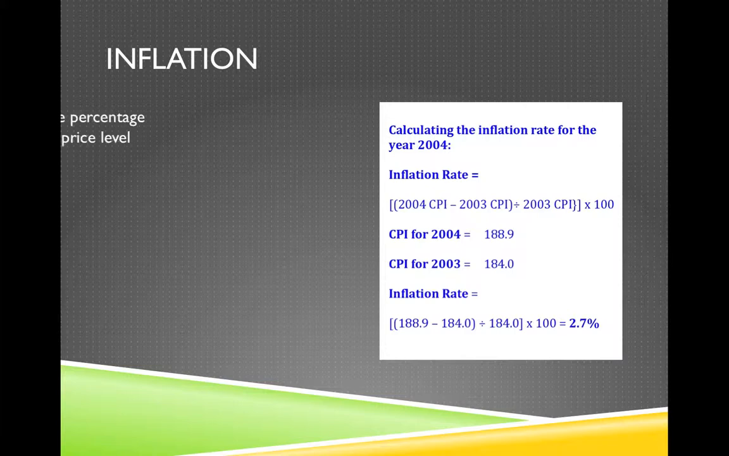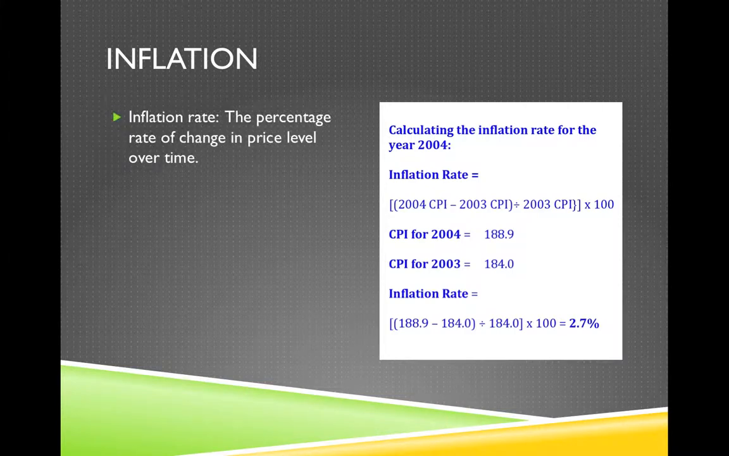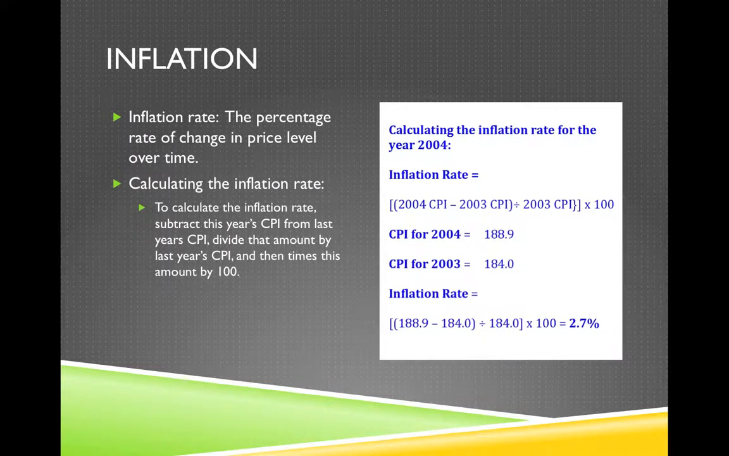Inflation. Inflation rate is the percentage rate of change in price level over time. Calculating the inflation rate is done as follows. To calculate the inflation rate, subtract last year's Consumer Price Index from this year's Consumer Price Index and divide that amount by last year's Consumer Price Index, then multiply this amount by 100. The calculation can also be performed for a monthly inflation rate.